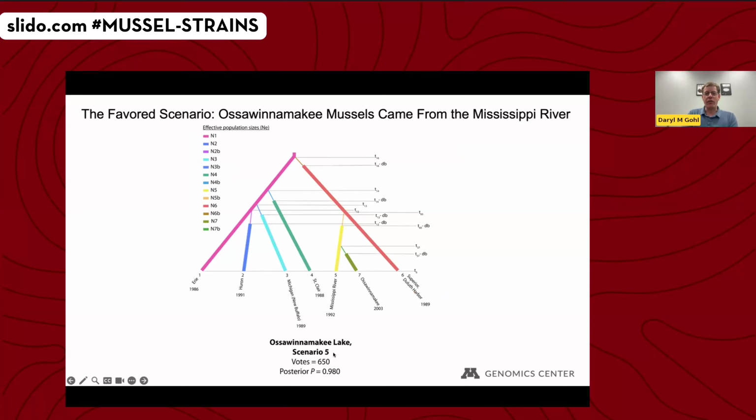So the way that these models work is they actually use a sort of machine learning random forest model that assigns different numbers of votes to these different scenarios, and then can calculate a probability of how likely this scenario is given the data.